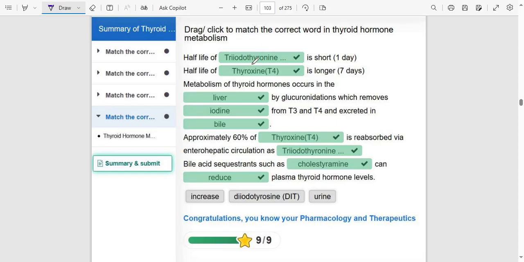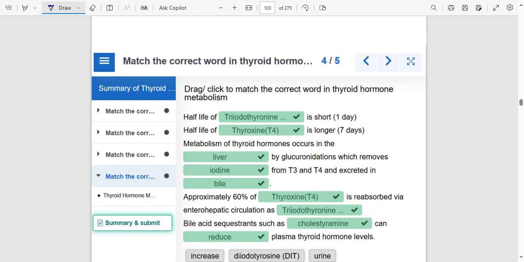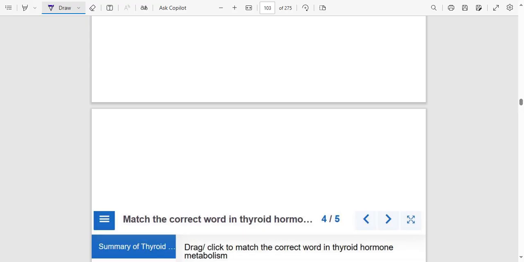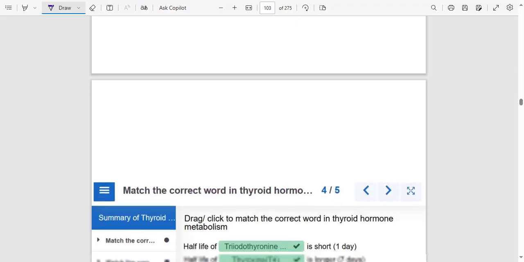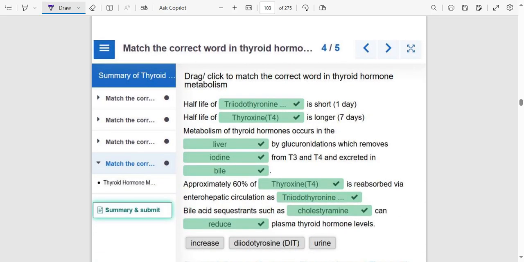Half-life of, and this topic is Dr. Chidimayo who taught, so meaning that we really need to at least make sure we attempt the questions properly. Half-life of dash is short. Let me ask like this: the half-life of T4 and T3, which one has got a longer half-life? T4 has got a longer half-life. Thank you so much. That's why we can actually even end up converting it to T3. So half-life of T3 is short. Half-life of T4 is long.